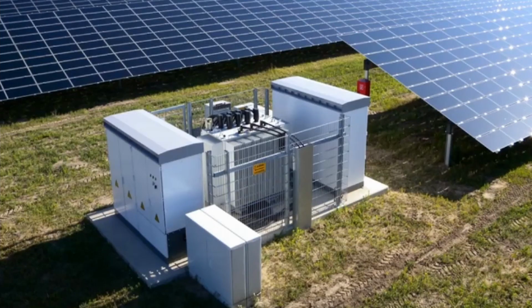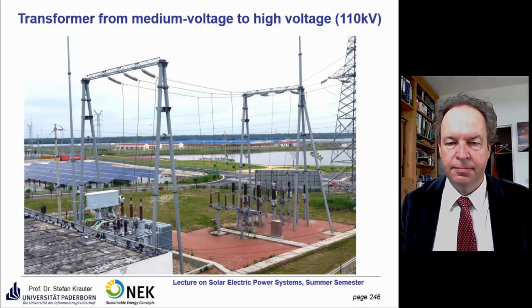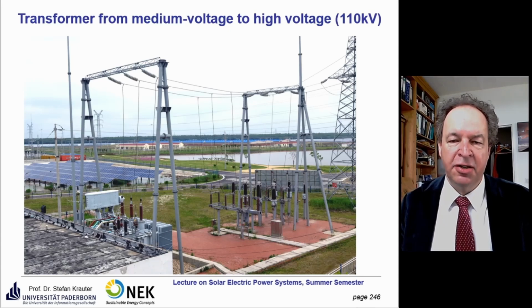Some pictures here: you see a 20 kilovolt medium voltage grid injection. Here you see a transformer. I told you the inverters usually have an output of maximum 1000 volts, but if you want to go up to 20 kilovolts, you should have a transformer here to adapt the voltage to the medium voltage. Here is a high voltage one, same but at higher voltage, 110 kilovolts, at a Chinese 100 megawatt system.